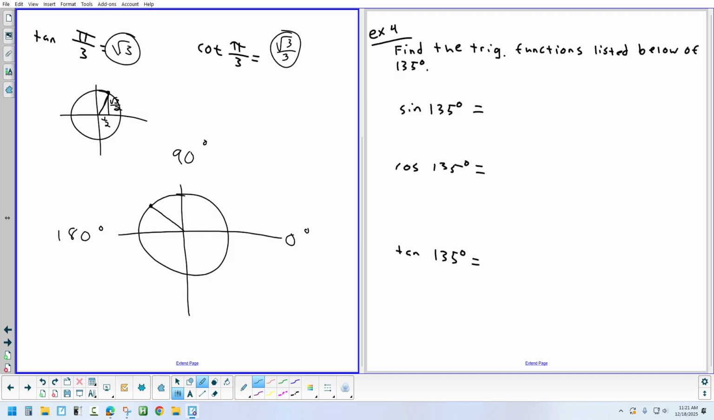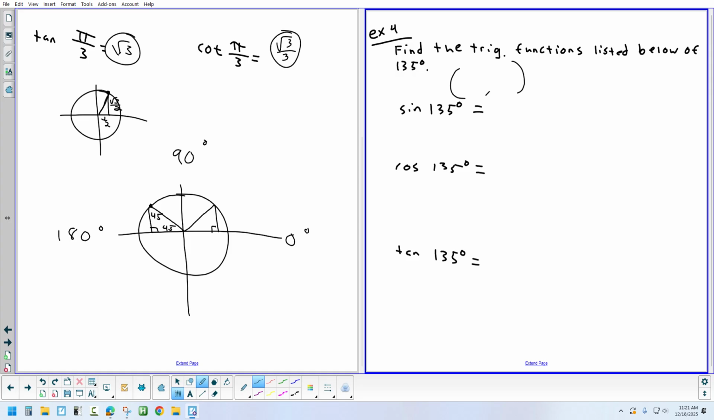So it's a 45, 45, 90 triangle. Right there. We already have a 45, 45, 90 here. It's a reflection of it. So when we're dealing with 135, we already know the numbers we need to use. It's just because it's in quadrant 2, one of the coordinates has a negative on it. So anyone think they know what the coordinate is for 135?